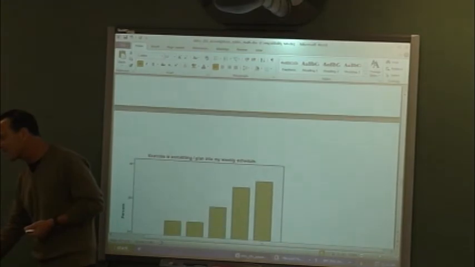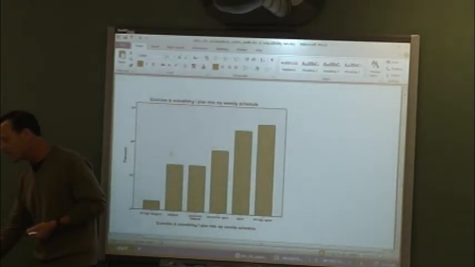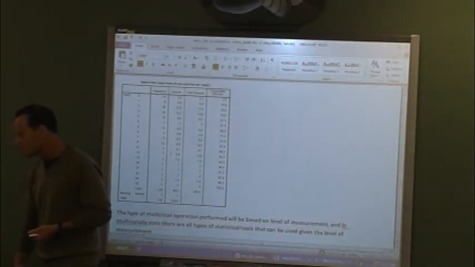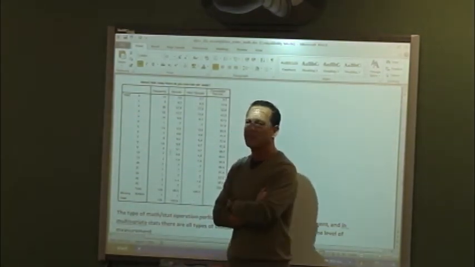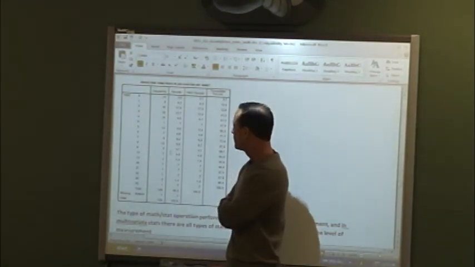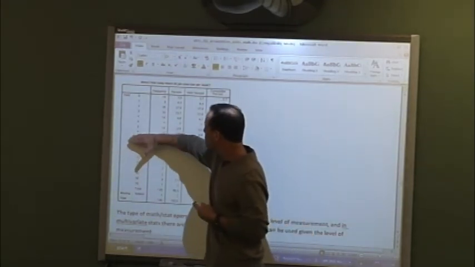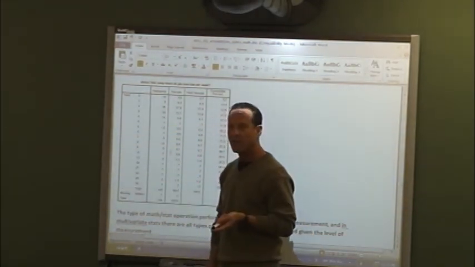And what's the highest level, everybody? Ratio. How many hours do you exercise per week? Can anyone exercise 0 hours? Is that possible? Would you say 6 hours is twice as much as 3? Yeah. So that's a ratio.